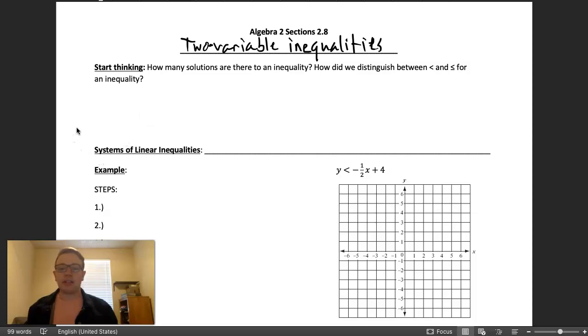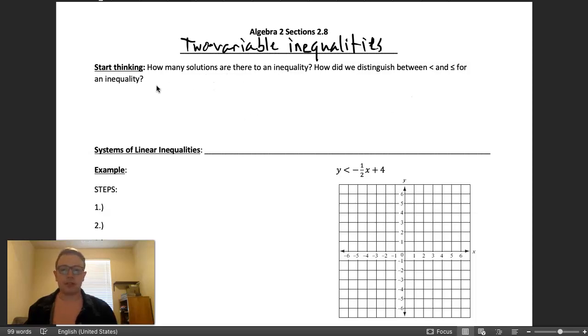Today we're going to be covering a really cool topic, actually, in my mind. It's two variable inequalities. So to get started, I want us to think about some of the information we know about normal inequalities. Specifically, how many solutions are there to an inequality? And also, how did we distinguish something like a less than sign from a less than or equal sign when we were graphing?